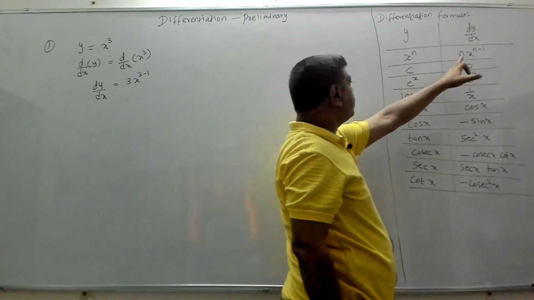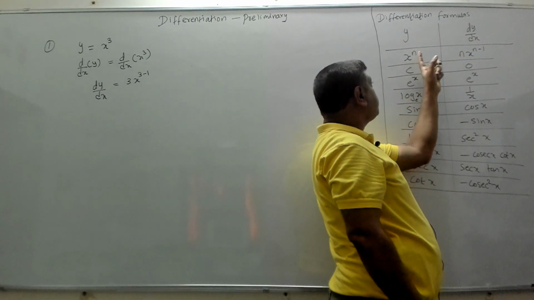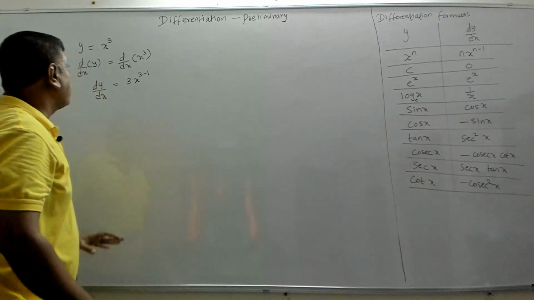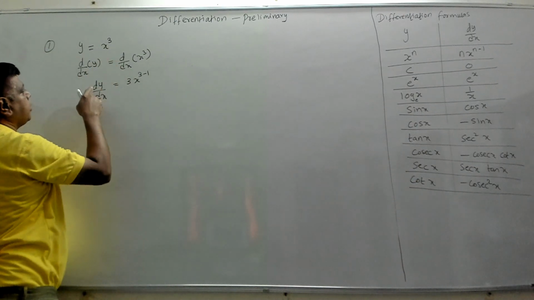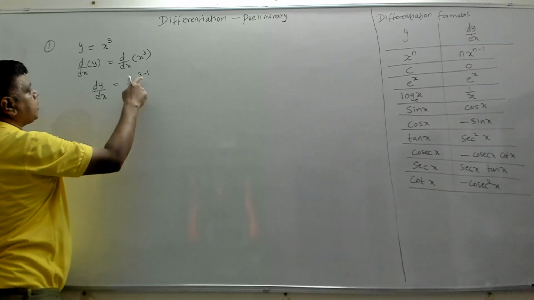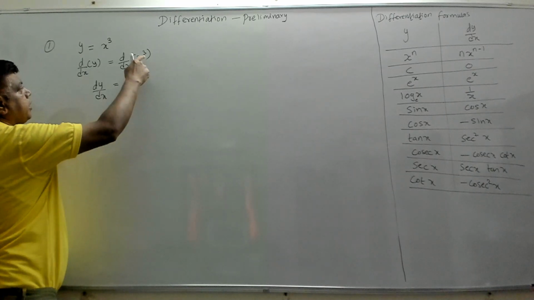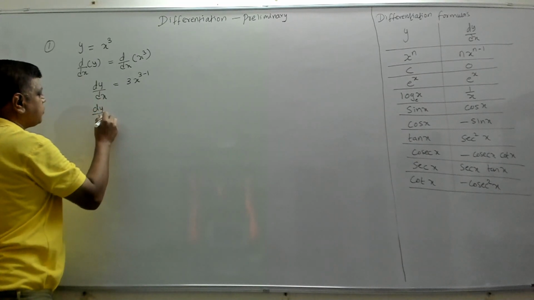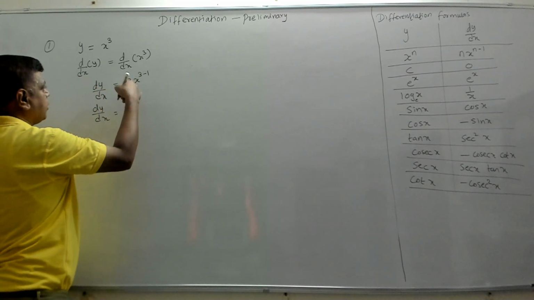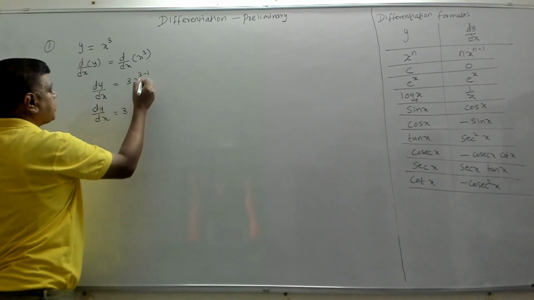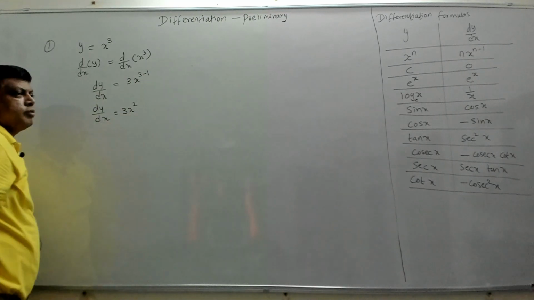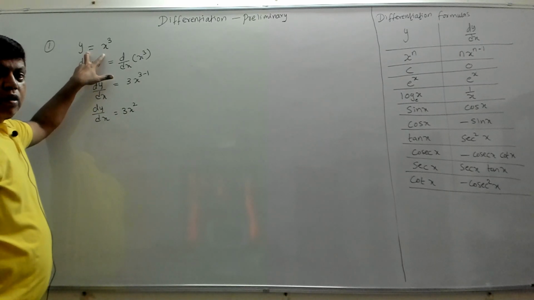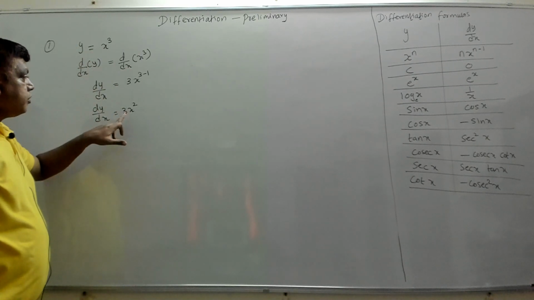So if your y is x power n, then your dy by dx will become n x power n minus 1. Here y is x cube, so your dy by dx will become 3 x power 3 minus 1, like n x power n minus 1. Here n is 3. After this we are not differentiating anything, we are just simplifying. So 3 x power 3 minus 1 means 3x square. So the derivative of x cube, or the differentiation of x cube, is 3x square.